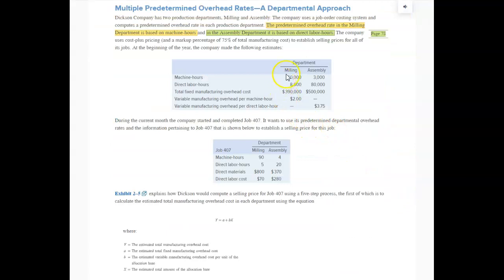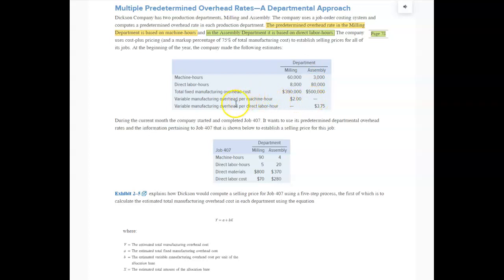So this information shows us that we estimate for the year coming up that we're going to use 60,000 machine hours in total for the whole year. In assembly, we're going to have 3,000 machine hours. Direct labor hours will be 8,000 in milling and 80,000 in assembly. Since you can see that in the milling department, it's so heavily weighted towards using the machines, we're going to use machine hours for the allocation base. In assembly, we have a lot more hours allocated towards direct labor than machine hours, so that's why they decided to use labor hours for the allocation base.